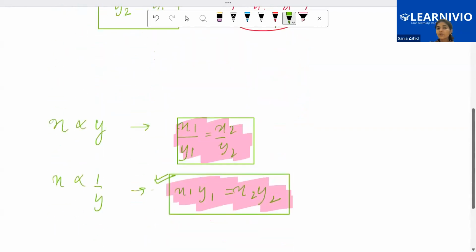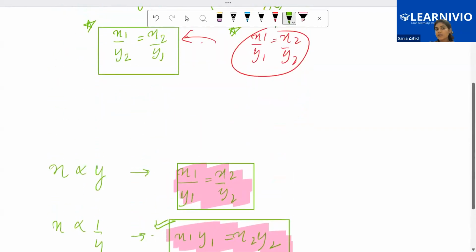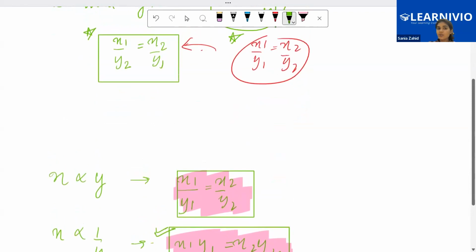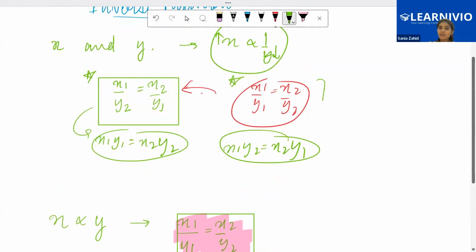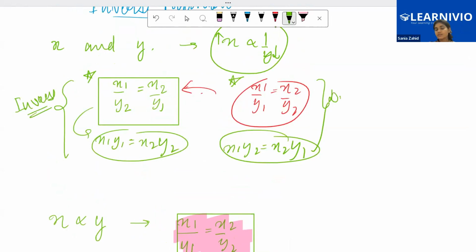Yes, ma'am. You can also just cross multiply this. See, when you cross multiply these formulas, what do you get? Over here, you're getting x1 y1 is equal to x2 y2. And when you cross multiply this, you get x1 y2 is equal to x2 y1. Okay. So please learn these kind of formulas also. These formulas are for direct proportion. These are for inverse proportion. Right? Yes, ma'am.